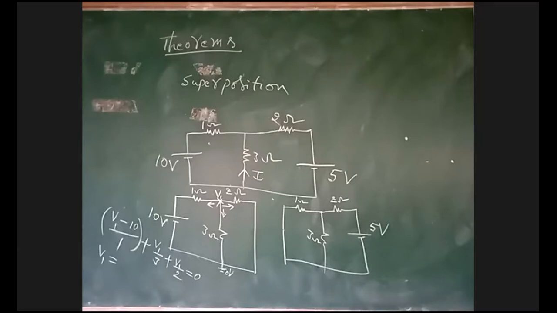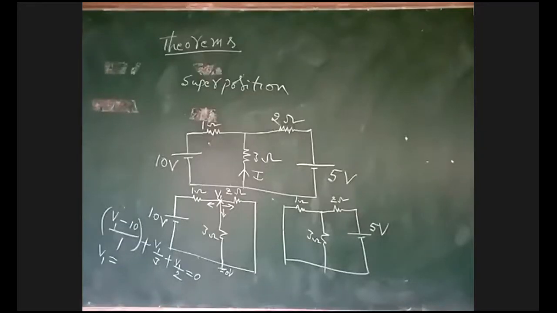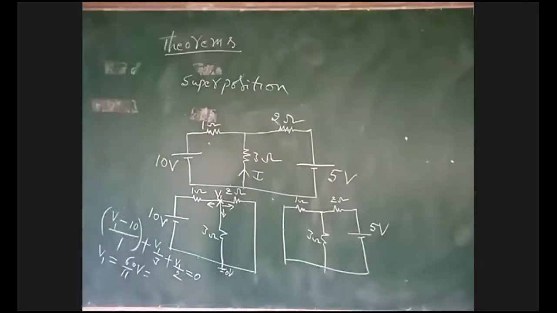What is the value of V1? Sixty by 11, 60 by 11. 5.4. How much? 5.4.